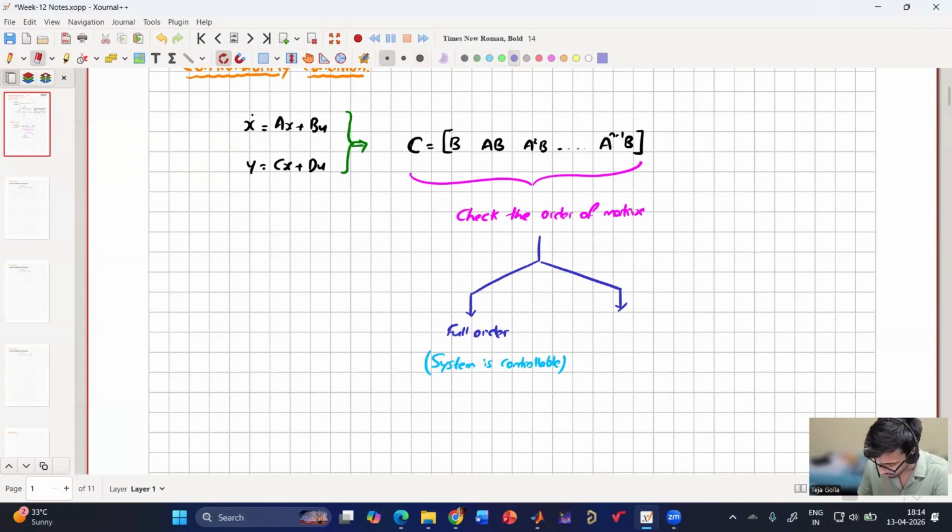Not the order, rank of the matrix. So it is wrong nomenclature. Say rank is equals to n. So we are considering n states, right? Say rank is equals to n, and rank is less than n. So then the system is not fully controllable. So here only a few states are controllable.